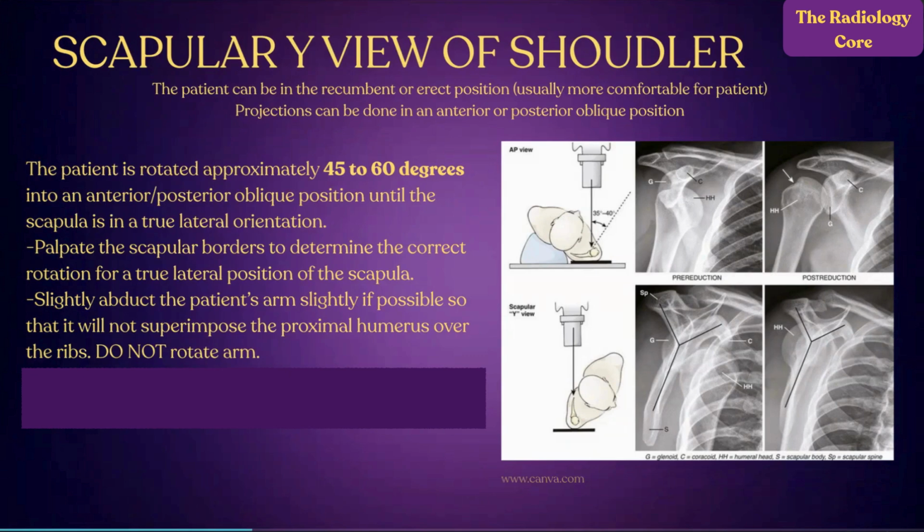You're going to palpate the scapular borders to determine the correct rotation for a true lateral position of the scapula, and then slightly abduct the patient's arm, if possible, so that it will not superimpose the proximal humerus over the ribs. You do not want to rotate the patient's arm. So if you're trying to get the Y view, you're essentially trying to get the scapula into a true lateral view.